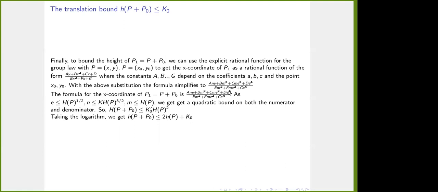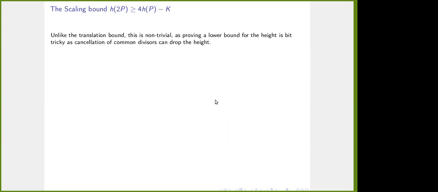So e to the 4, for instance: e has height 0.5, so e to the 4 will have height 2. And similarly for the denominator, all the terms have height 2. So e square has height 1 and m has height 1, so this is height 2 and this is also height 2. So basically the upshot of all this is that we get that the height of p plus p naught is less than twice the height, because all these terms have height 2. Okay, so now we go to the scaling bound.